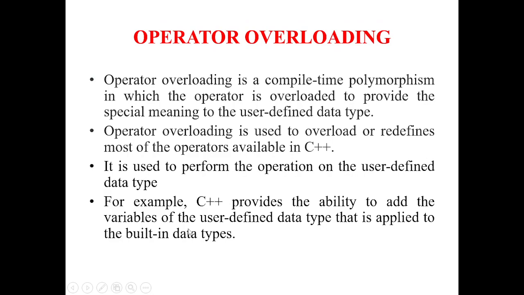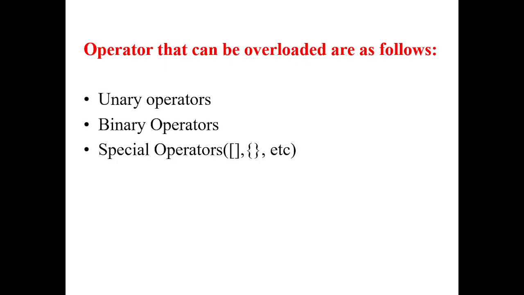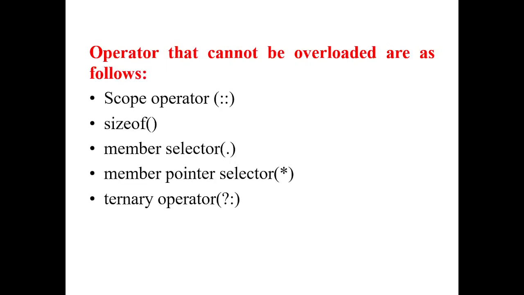Operator overloading. Operator overloading is a compile time polymorphism in which the operator is overloaded to provide the special meaning to the user defined data type. Operator overloading is used to overload or redefine most of the operators available in C++. It is used to perform the operation on the user defined data type. For example, C++ provides the ability to add the variables of the user defined data type that is applied to the built-in data types. Operators that can be overloaded are unary operators, binary operators, and special operators.